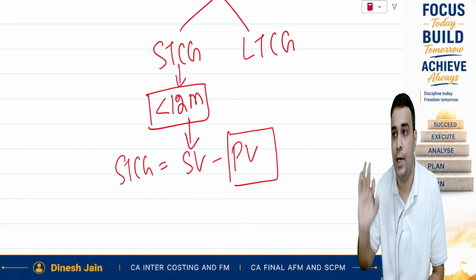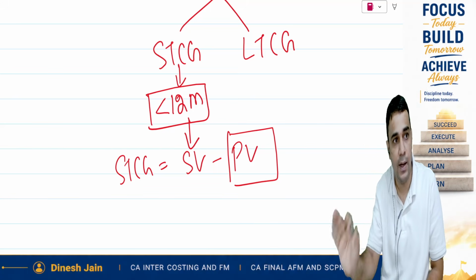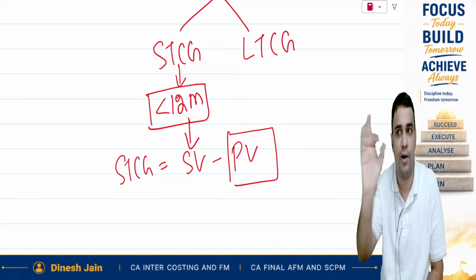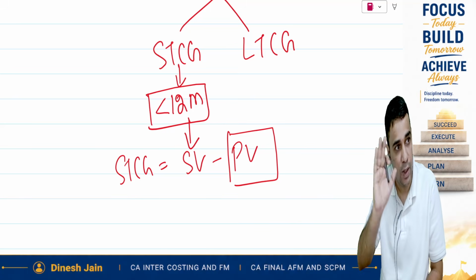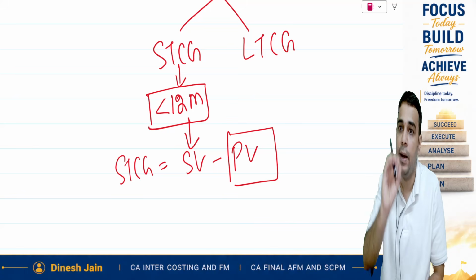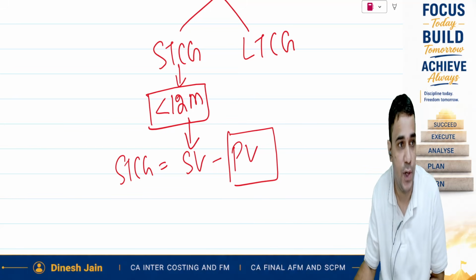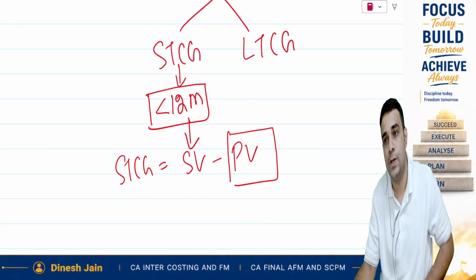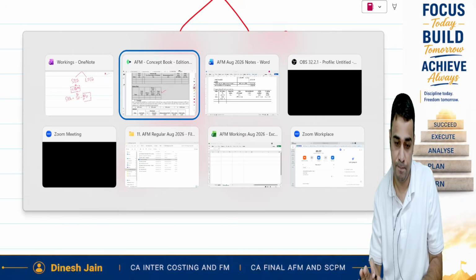Capital gain, how do you calculate? You will remember from your inter days, sale value minus the purchase value. There can be other deductions, but I'm not getting into all that because we are not getting into the taxation fully. What is sale value? Number of units into the selling price. What is purchase value? Number of units into the purchase price. The purchase price for a bonus unit is 0. Understood this? Clear? Any doubts on this part?